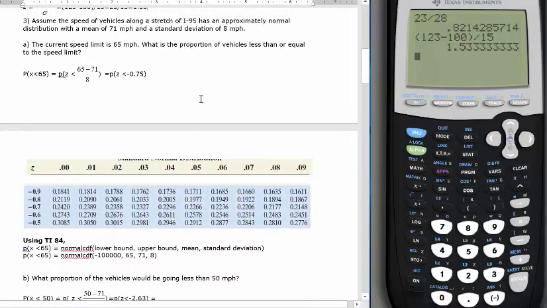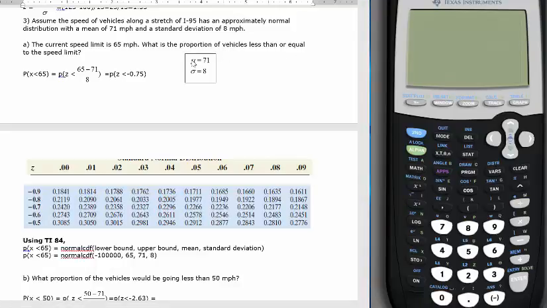Assume that the speed of vehicles along a stretch of I-95 has an approximate normal distribution with a mean of 71 and a standard deviation of 8 miles per hour. So these are the critical information, guys, here. We have the mean equals 71 and the standard deviation equals 8. I'm going to write down the mean is 71 and the standard deviation is 8. It's very important that you write those two pieces of information.